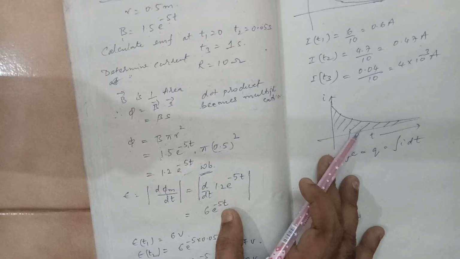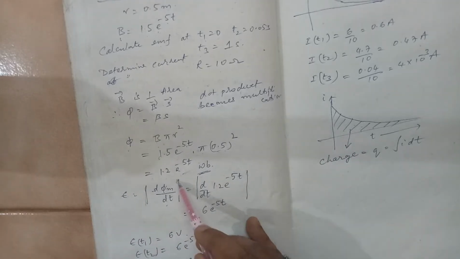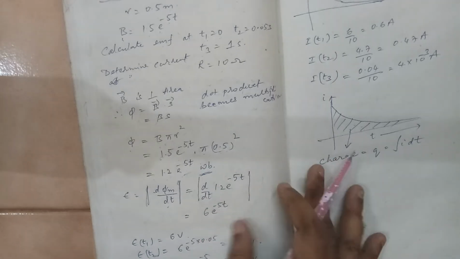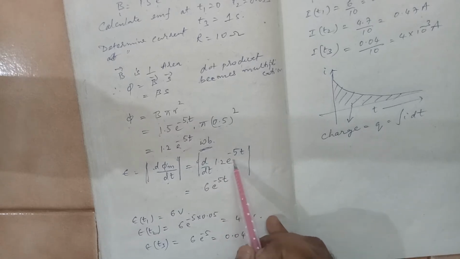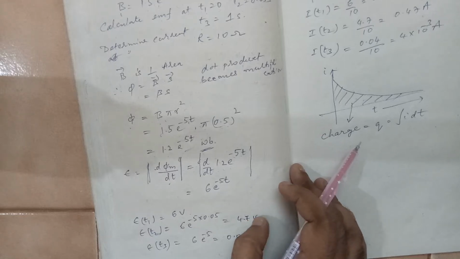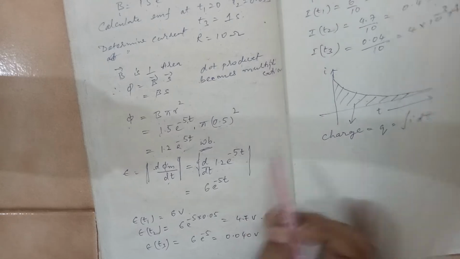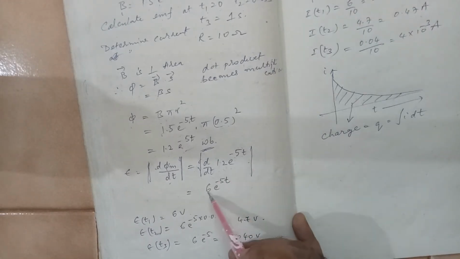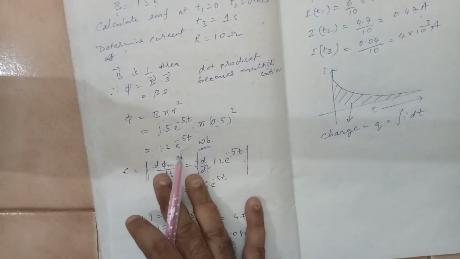So what is the magnitude of that? It is the magnitude of d phi by dt, the two bars indicate the magnitude. So if you differentiate, d by dt of 1.2 into e power minus 5t. The derivative of e power x is e power x only. So because there is a mod symbol there, you get 1.2 into 5, that is 6 e power minus 5t. This is the magnitude.